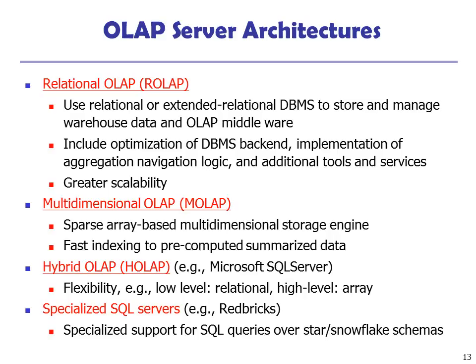Then you have your hybrid online analytical processing, which is kind of a mix of the two listed above, which is your relational OLAP and your multidimensional OLAP. So it provides flexibility. It can be low level, which is relational database, or it can be high level in the form of arrays or data cubes. Then you also have some specialized SQL servers, which basically provide some special support for SQL queries, which can be done over the star and snowflake schemas that we looked at.